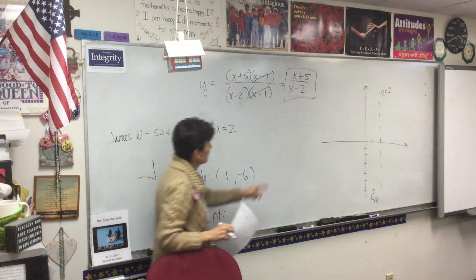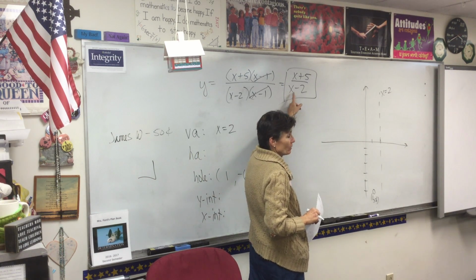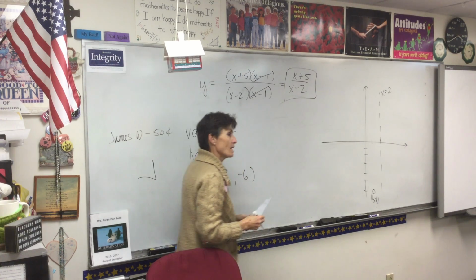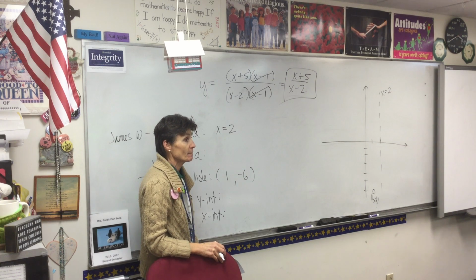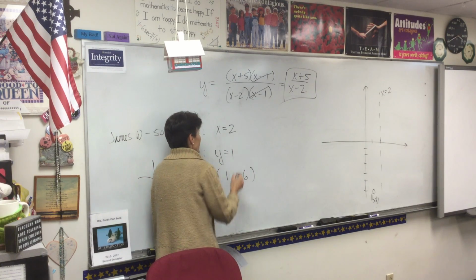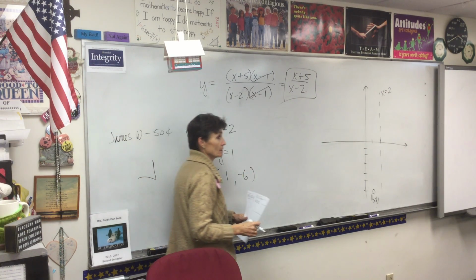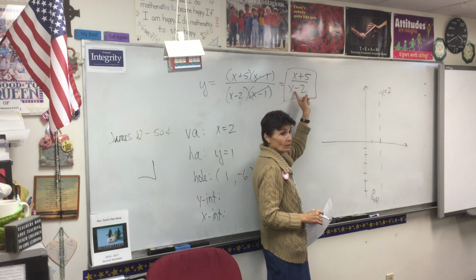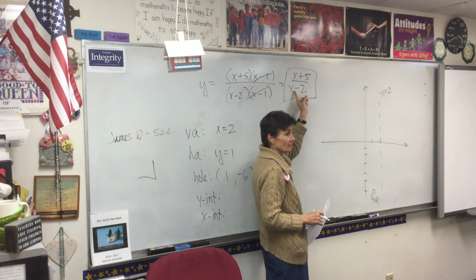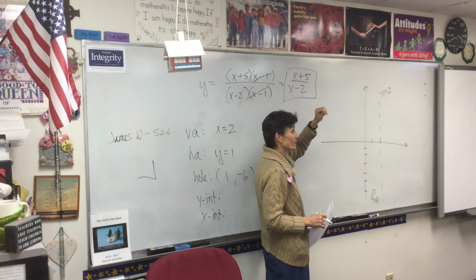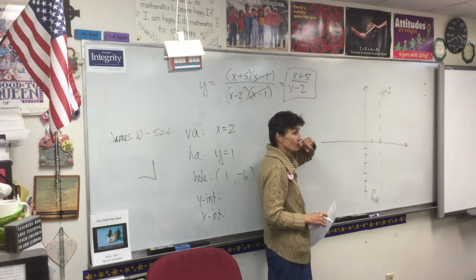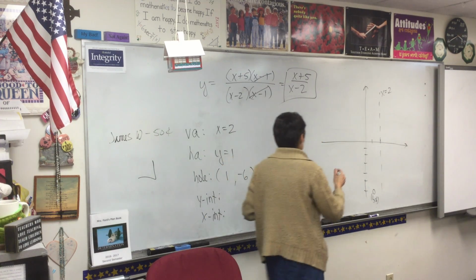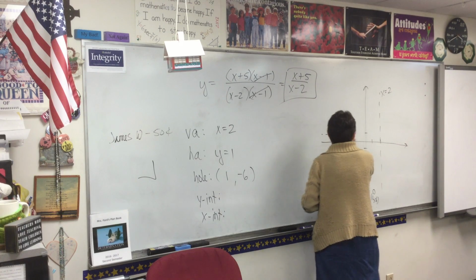So we've already decided we have a vertical asymptote at x equals 2. Where's our horizontal? I heard somebody say 1. You're right. The horizontal asymptote is at y equals 1. x over x, right? Or if you look at the original problem, it was x squared over x squared. All right.